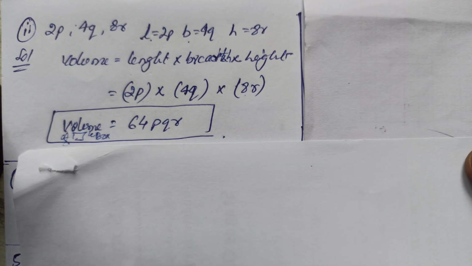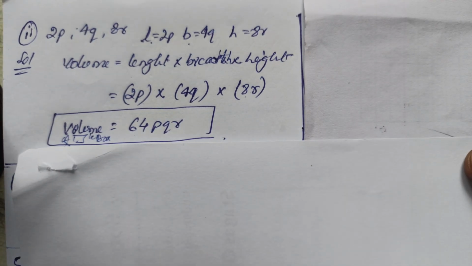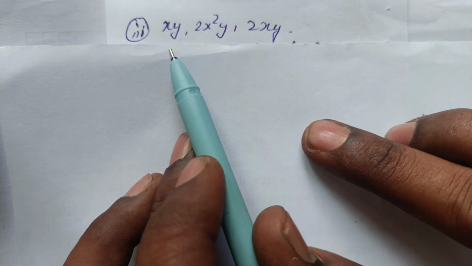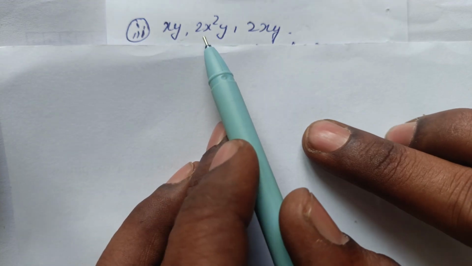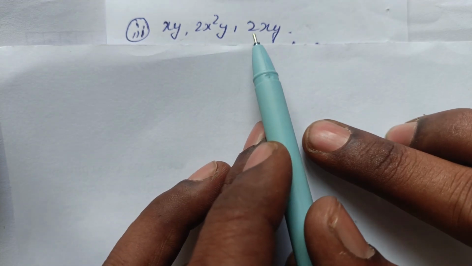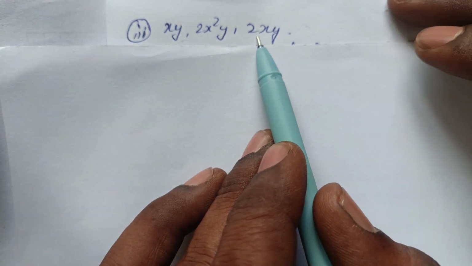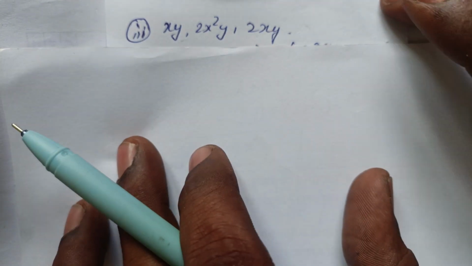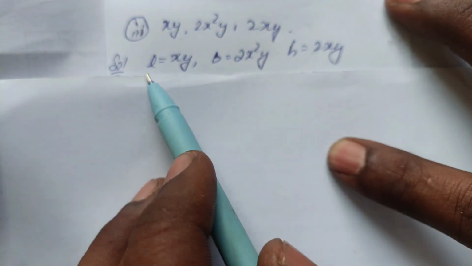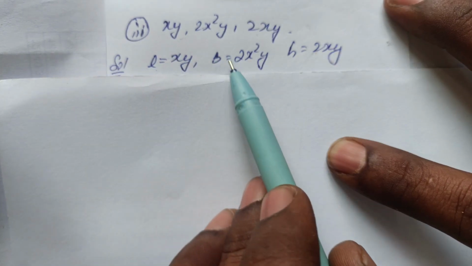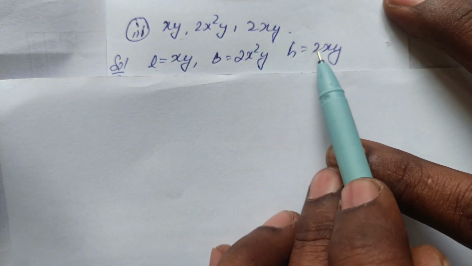So that problem is solved. Now let's go to the next sum. Now the third one: xy, 2x square y, 2xy. They have given the length, breadth and height. We know the volume of a rectangular box is length into breadth into height. So we have written: length is xy, breadth is 2x square, height is 2xy.